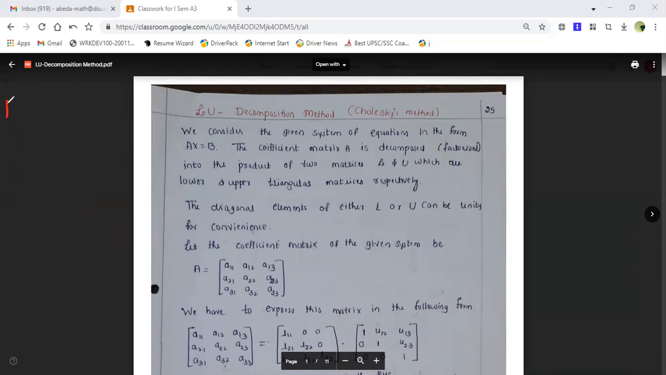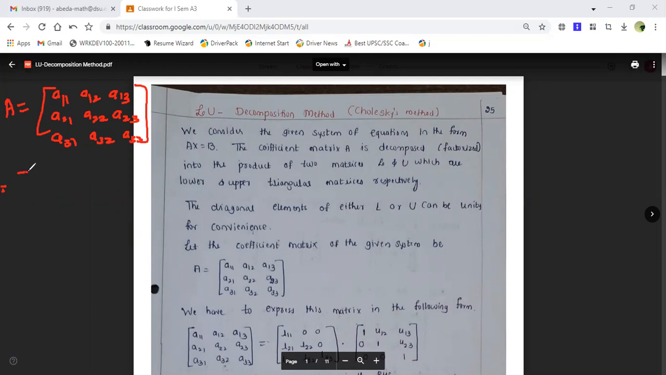Let me consider my matrix A, the coefficient matrix. Let me take this as A11, A12, A13, A21, A22, A23, and A31, A32, A33. As I already told you, this matrix can be written as the product of the lower triangular and the upper triangular matrix, and for either the L or U matrix I'm going to take the diagonal elements as unity. This is for our convenience.